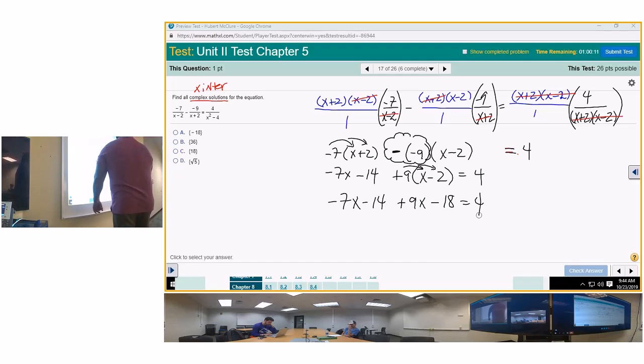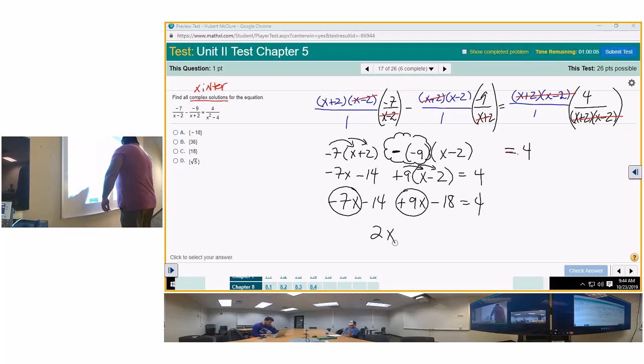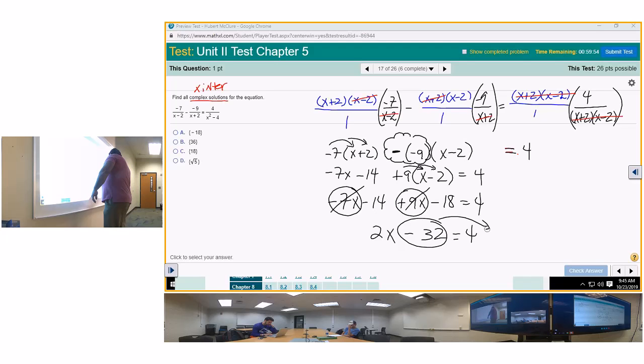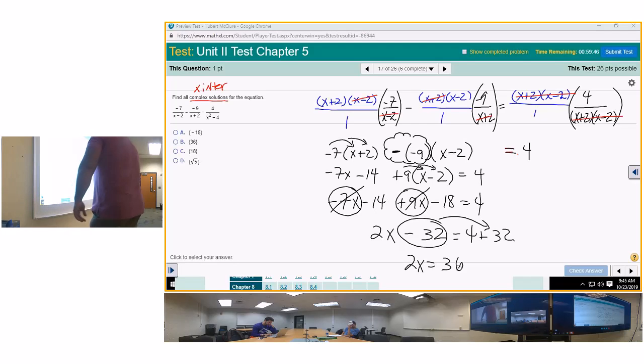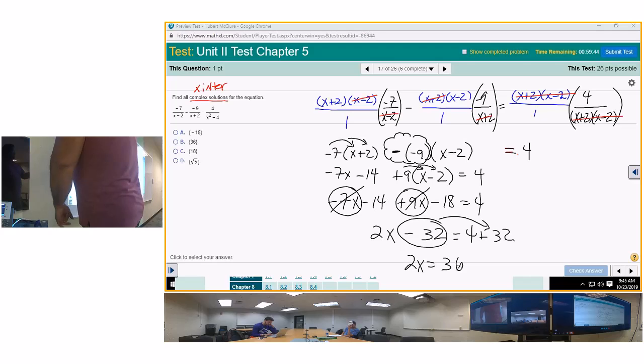18. So negative 7x plus 9x is 2x. 2x. Negative 14 minus negative 18 is negative 32, equals 4. Take 32 across the river, and you get 2x is equal to 36. And x is equal to 18. Sharp.